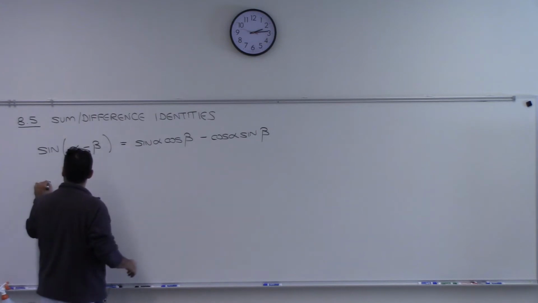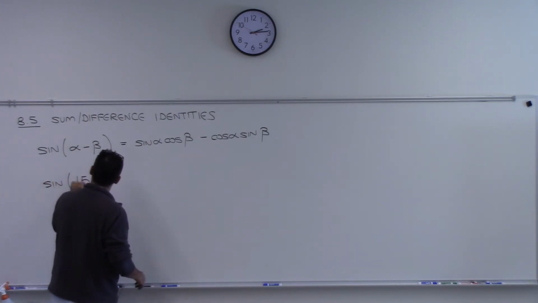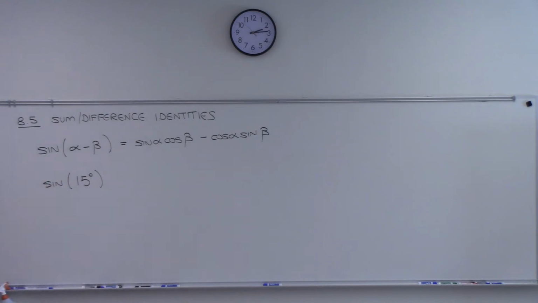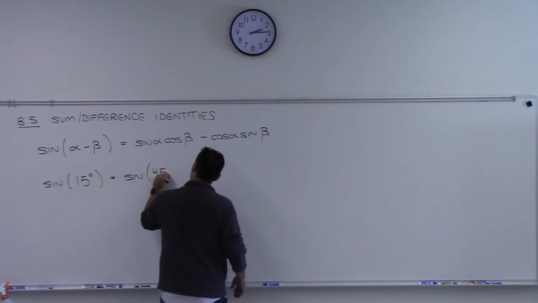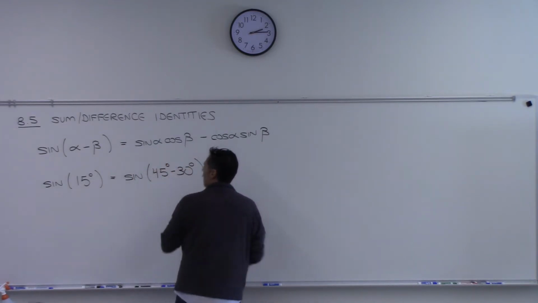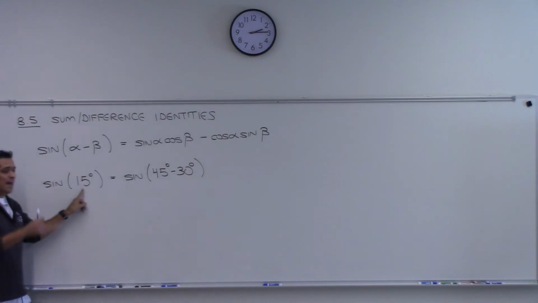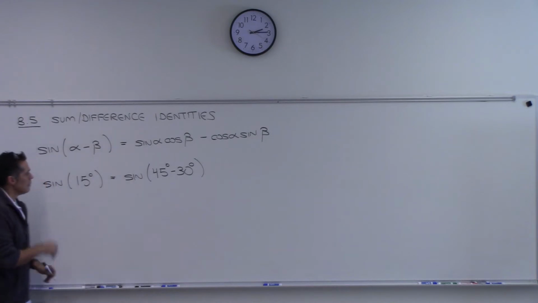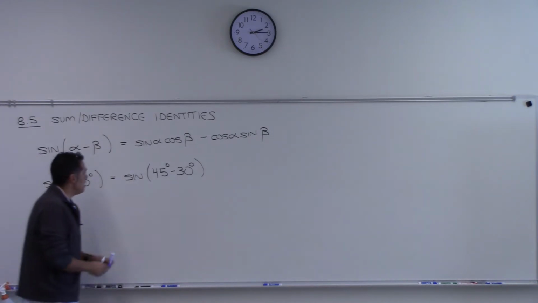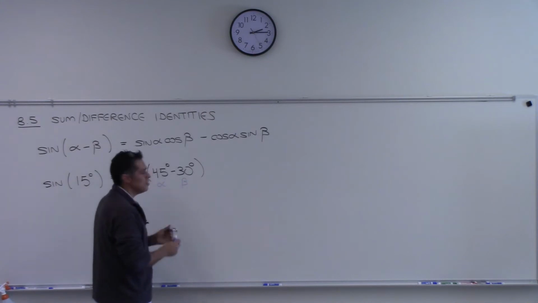So using that idea, what would sine of 15 degrees be without a calculator? How could you do that? 45 minus 30, right, is 15 degrees. So again, I had to give you an angle that is not a common angle, but is the difference of 2 angles that you're familiar with. And now you have your alpha and beta, right? And then just use the formula.